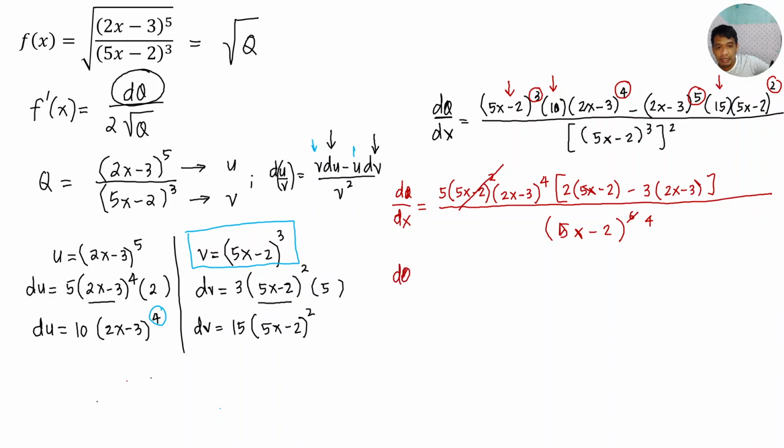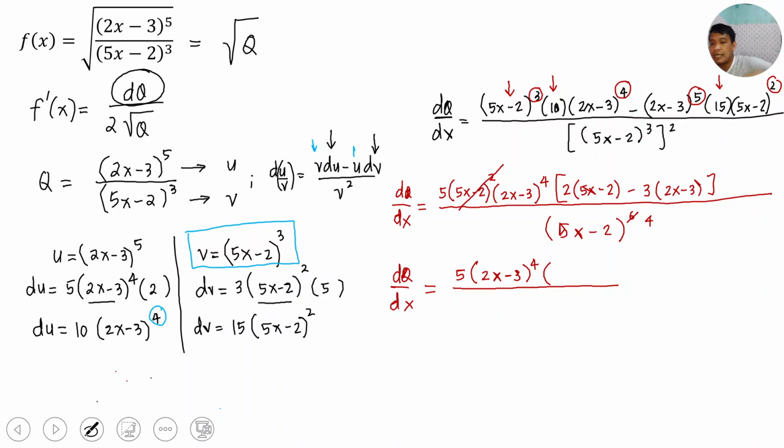Then dq dx is equal to, we have 5 times 2x minus 3 to the 4th multiplied by, tingnan natin yung nasa taas. So yung nasa taas is 10x minus 4. This is minus 6x plus 9.